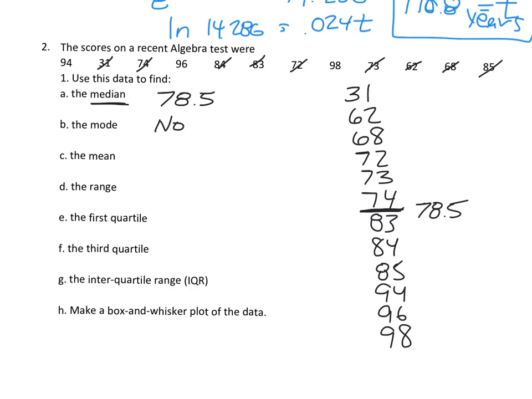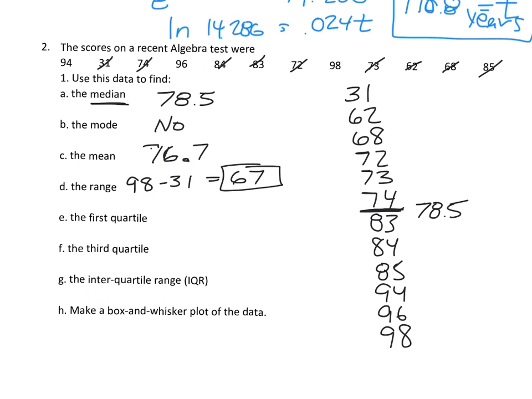Add them up, you get 920 divided by 12. This would be a mean of about 76.6 repeating, or 76.7 if we round to the nearest tenth. Range, remember, is the max minus the minimum. So I'm going to take 98 and subtract 31. So my range would be 67.